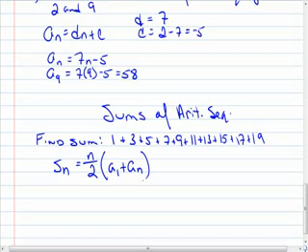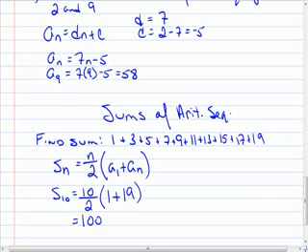That's the sum of any number of terms of an arithmetic sequence: the number of terms divided by 2, times the quantity, the first term plus the last term. So the sum of the first 10 terms is 10 divided by 2 times the quantity, first term is 1, 10th term is 19. 1 plus 19 is 20, divided by 2 is 10, times 10 is 100.